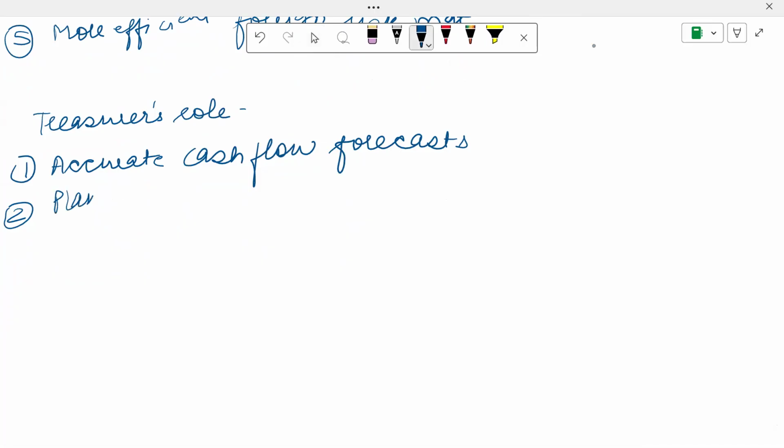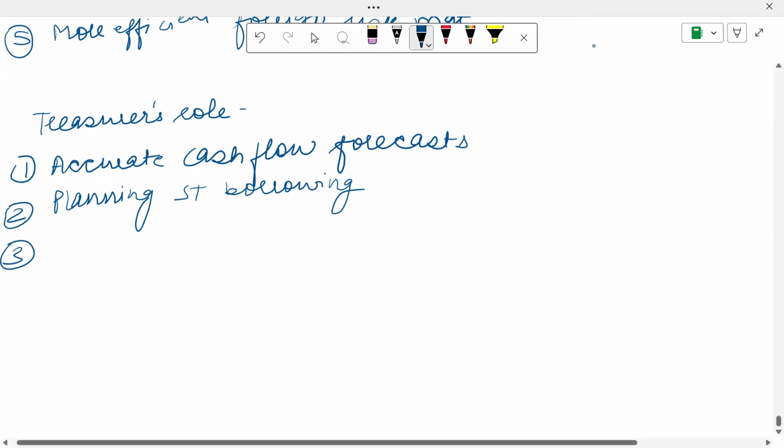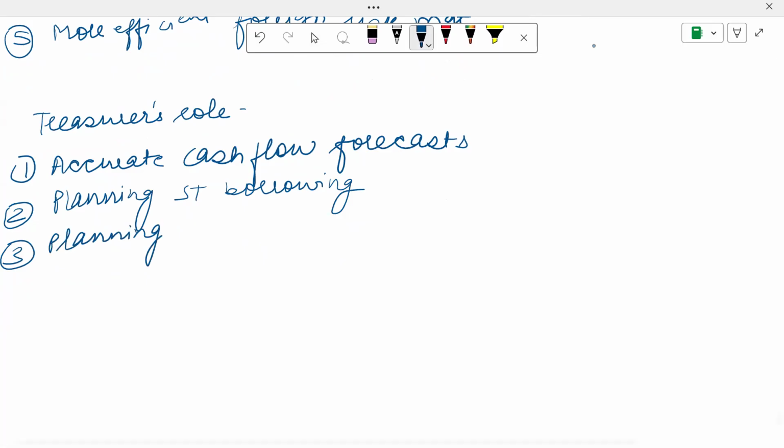He will also have to plan short-term borrowings. Definitely, if he finds out with the forecast that there's going to be a deficit, he can plan to take a short-term borrowing. Similarly, in the opposite scenario where you have a surplus, there is planning investment of surplus.